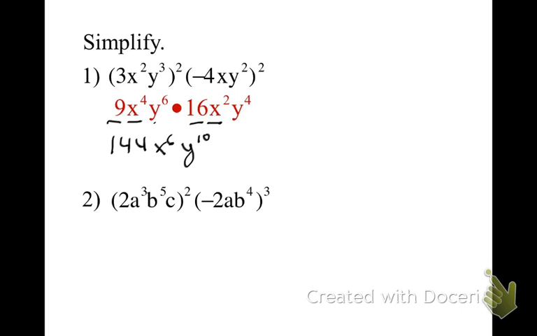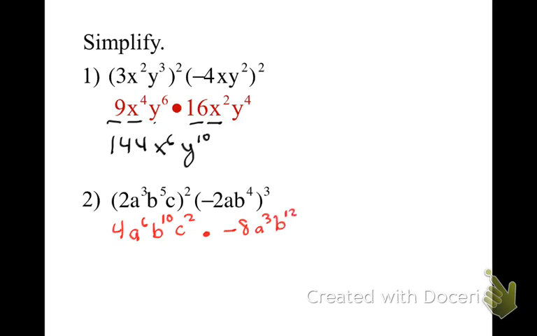Okay, so now let's check. Remember, we do our power to the power first, which would be 2 squared is 4. A to the 3rd times the 2nd would be 6. Remember, outside, inside. B to the 5th times the 2nd will be B to the 10th, and C squared times negative 2 to the 3rd. Negative 2 times negative 2 times negative 2 is negative 8. A is to the 3rd, and B is to the 12th.